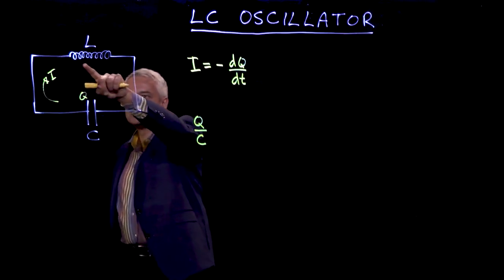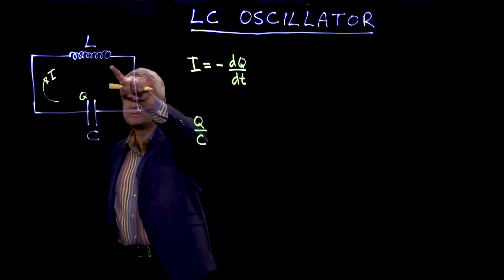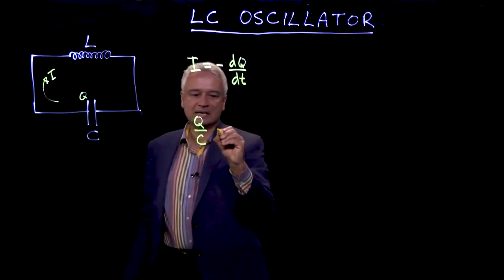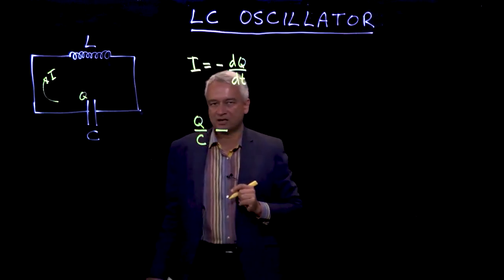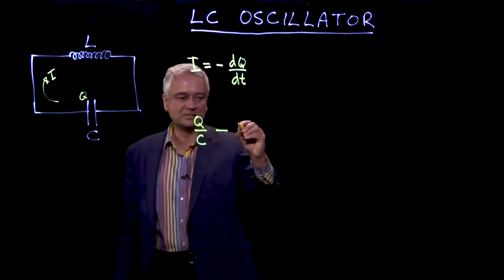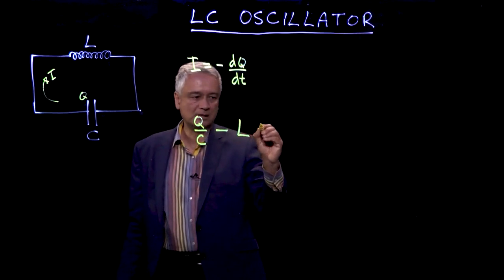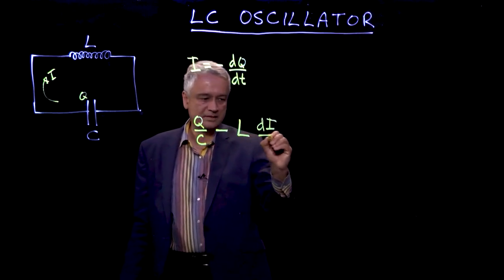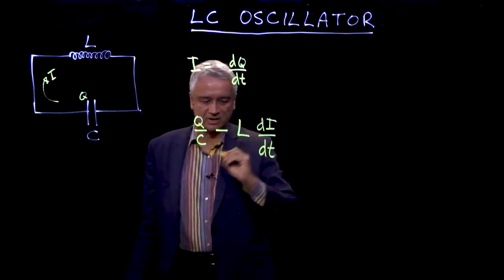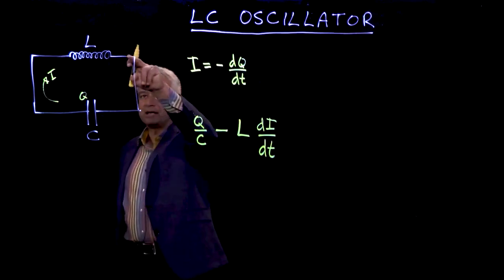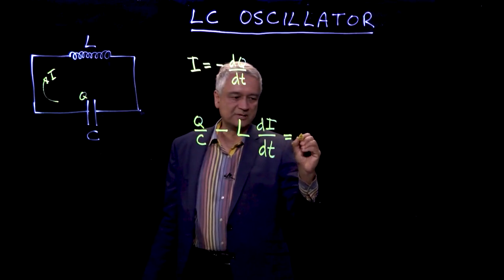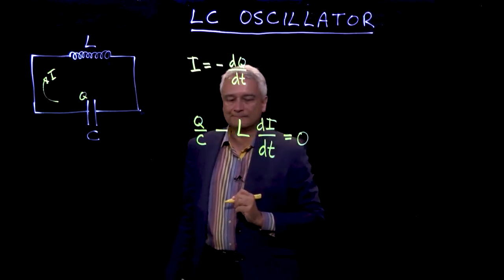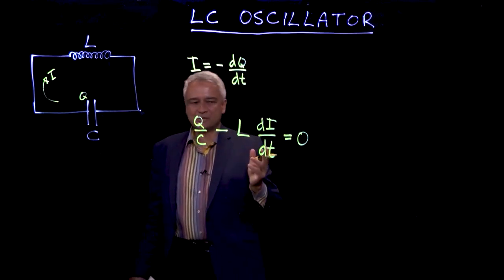I keep walking, and I get to this inductor L. And my finger is crossing this inductor L in the direction of the current I. And that means that I get minus. That minus is the sign from Faraday's law. That minus is the sign from Lenz's law. Minus L dI/dt. That's the EMF across the inductor. Keep walking. I get back to where I started. And so that is equal to 0. That was the 802 analysis.